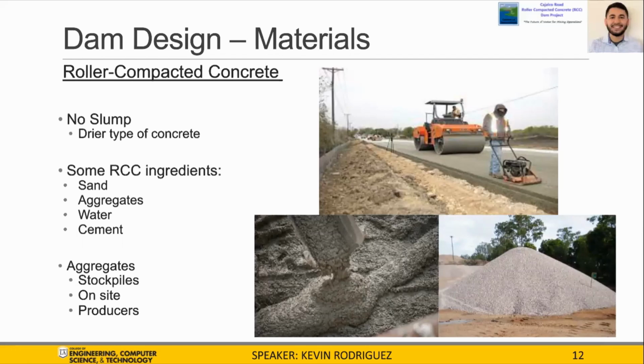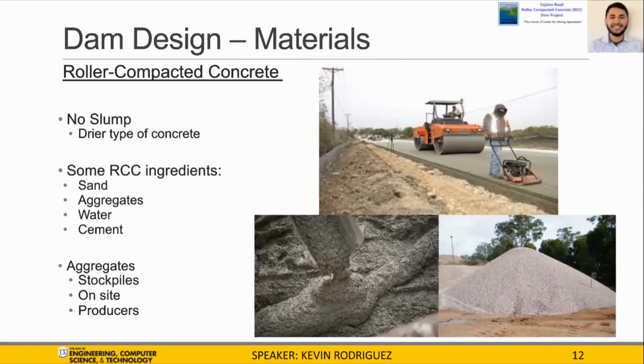The main reasons for designing RCC dams are the economy, the speed of construction, and the positive environmental effect due to less cement use. RCC dams are made of a composite construction material with no slump consistency in its unhardened state. This drier type of concrete usually consists of sand, cement, water, and mostly aggregates.